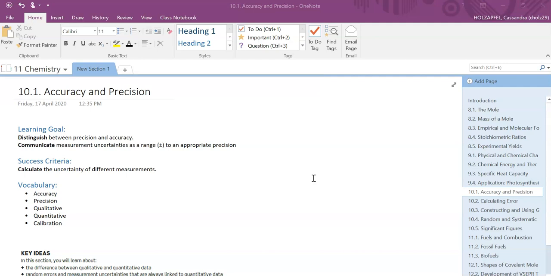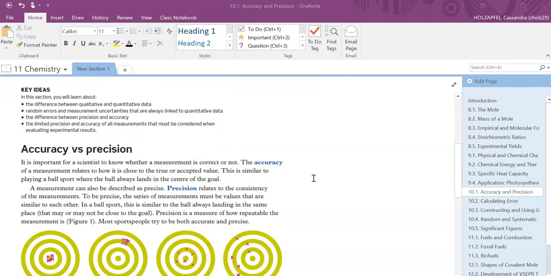So we need to distinguish between the two, and we need to communicate that uncertainty within a particular range to an appropriate precision. So success criteria: we're going to calculate uncertainty of different measurements. I've got a few different vocabulary words there for you. Some of these terms you may already be familiar with, but just be careful with accuracy and precision because there is a very particular scientific definition that I want to go through with you.